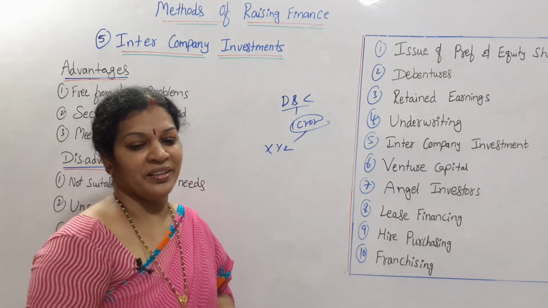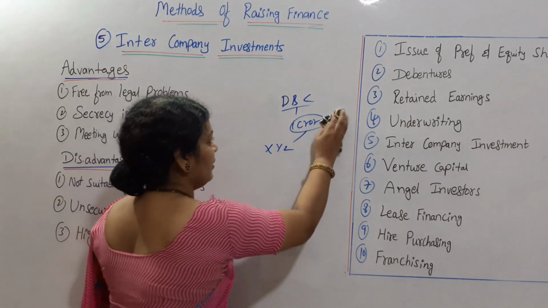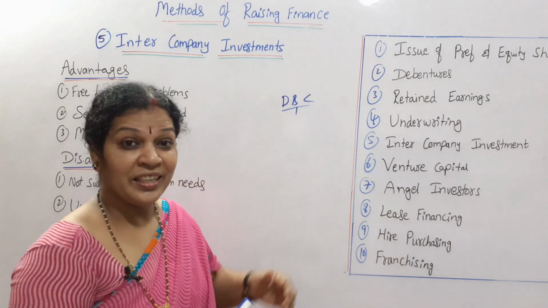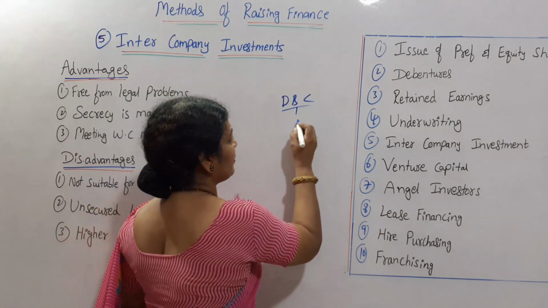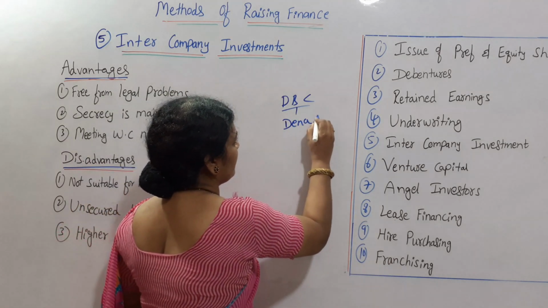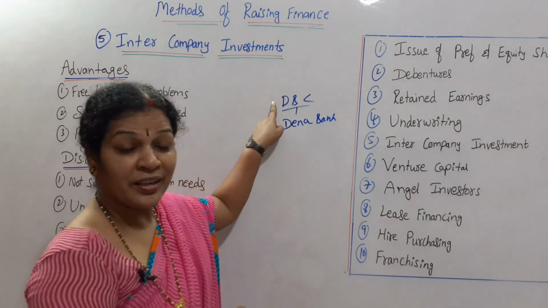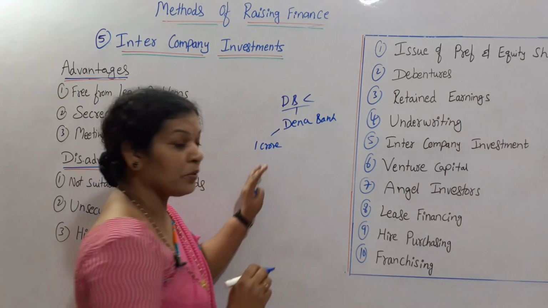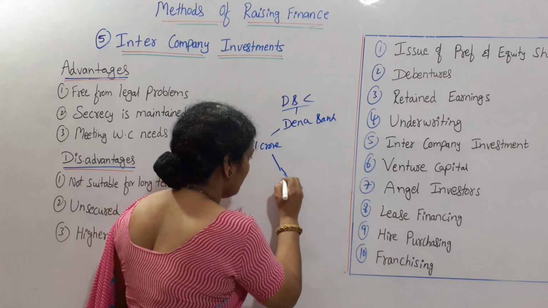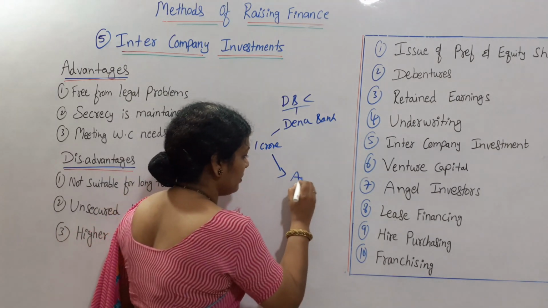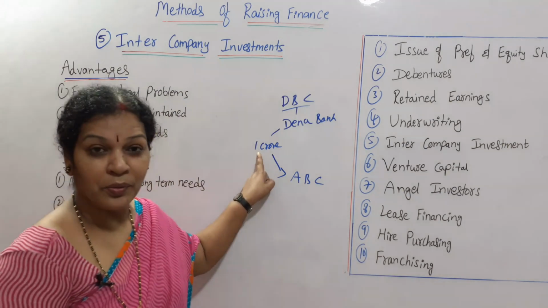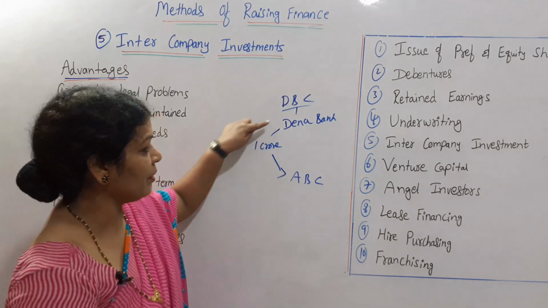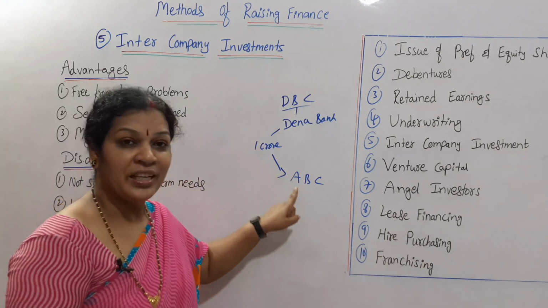There is another way. So what is that way, you know? Suppose our company is taking a loan from a bank, say Dena Bank. Our company has taken a loan from Dena Bank, say 1 crore. This 1 crore we are giving to another company, say ABC company. This is an investment in ABC company: taking a loan from Dena Bank and investing in ABC company.